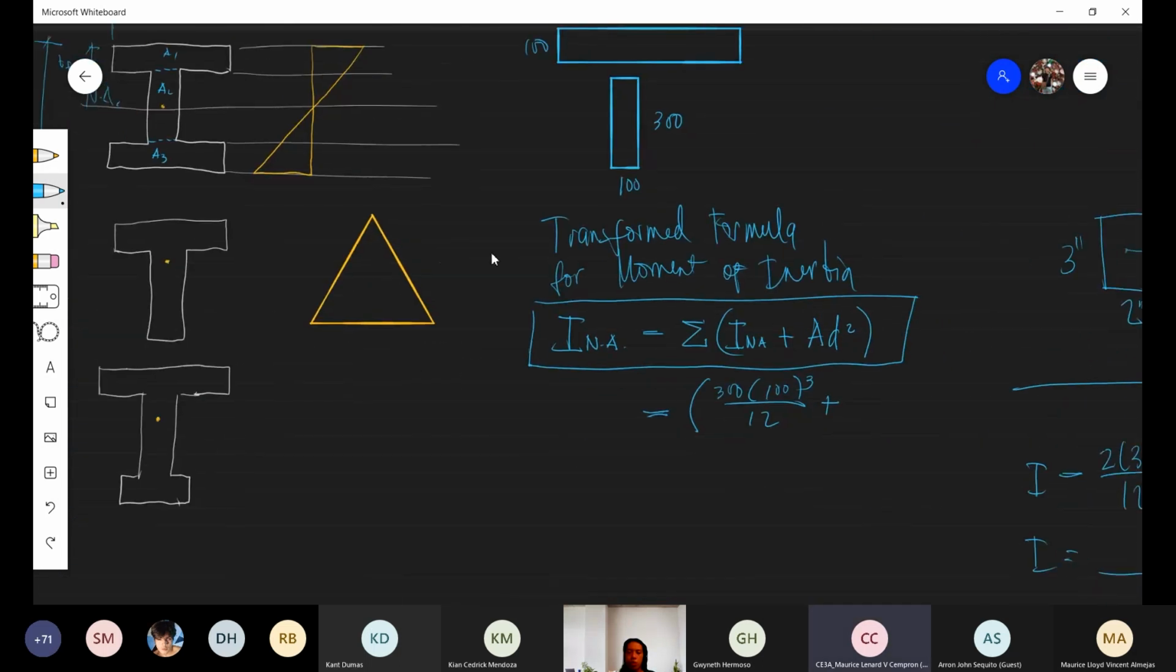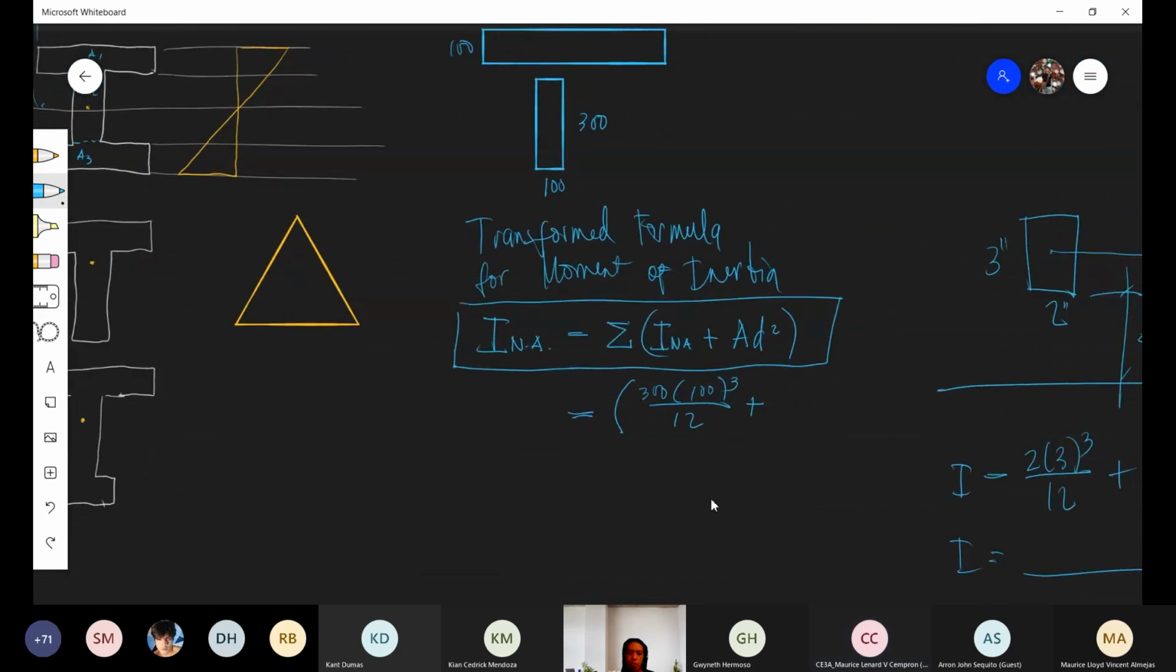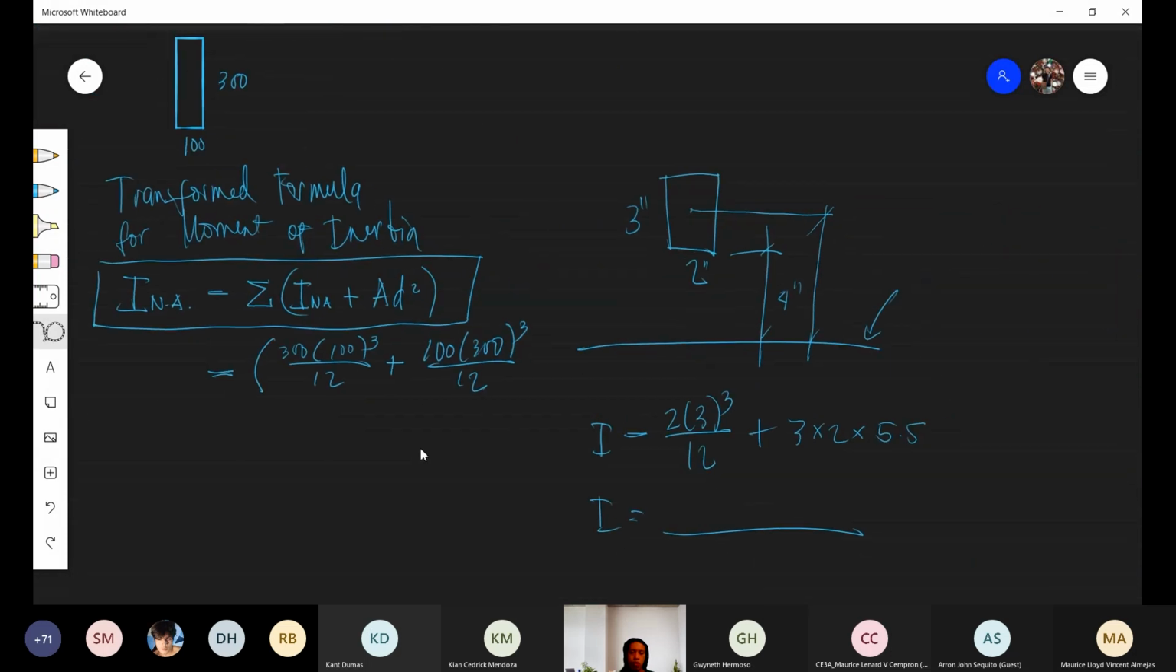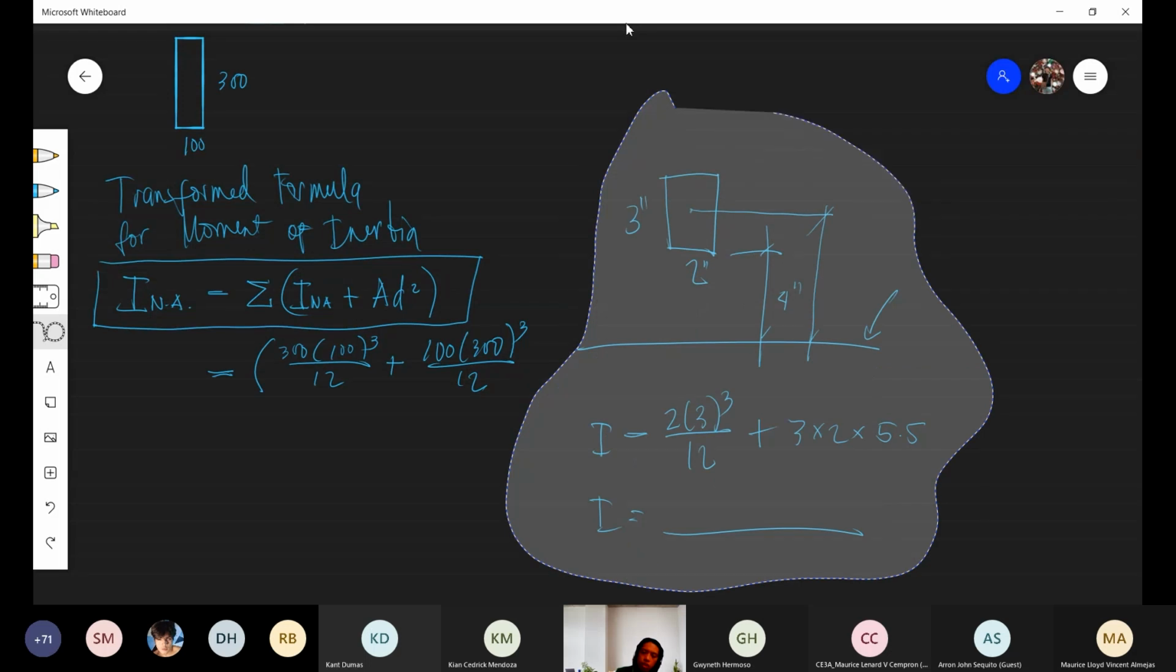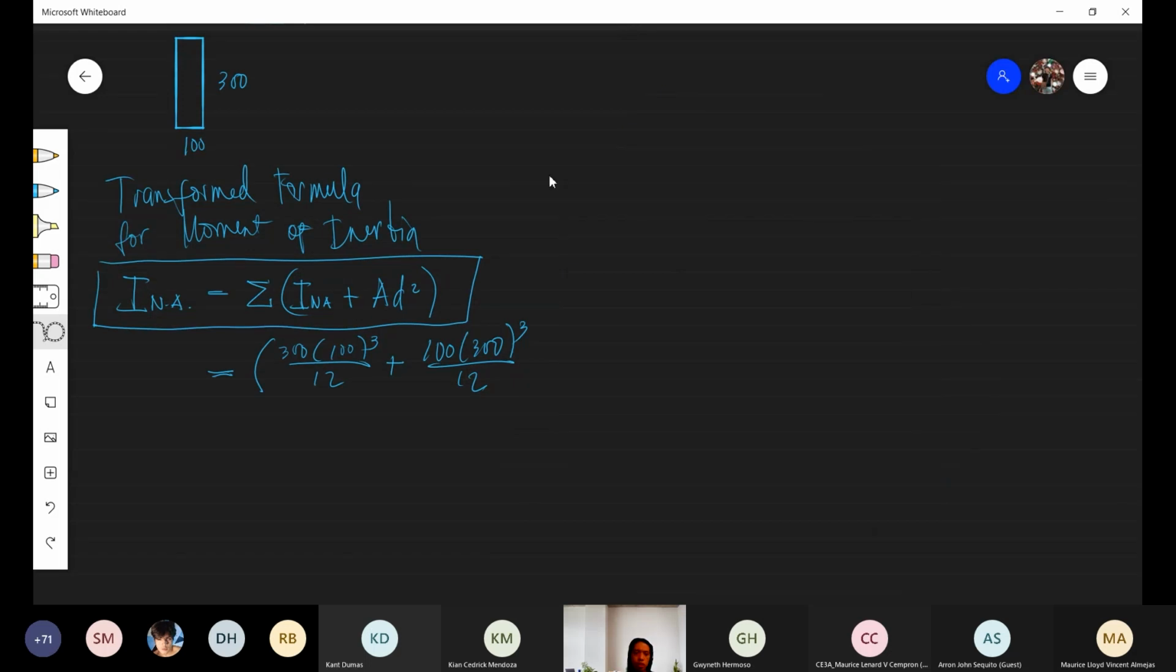Okay? So, put it on an area. So, that would be, base 100 times 300 cubed over 12. Let me erase this one. I think I made my point here. Plus AD squared.